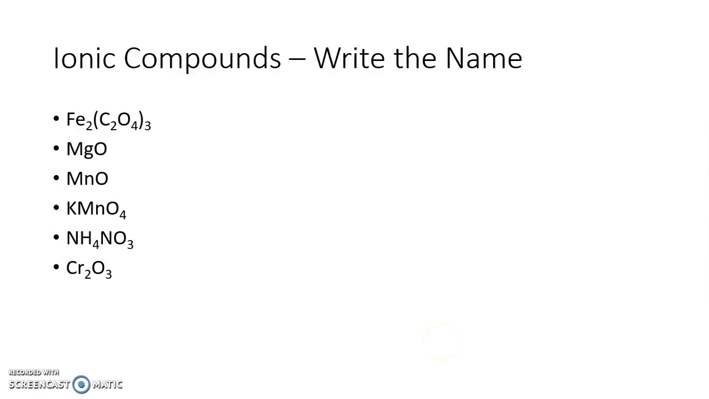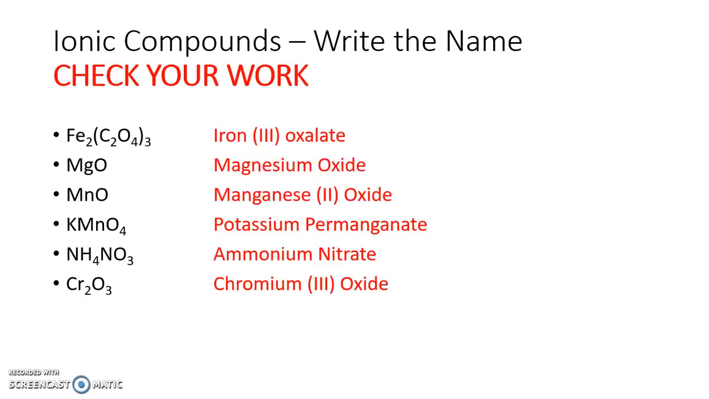Okay, so this is some practice for you with writing the names of these ionic compounds. You will need to refer to your polyatomic chart if you don't know the names of them. So I would recommend you pause right now and try and figure out these names. Okay, so hit pause and do it. Now you can check your work. So here are the answers. Hopefully you got them right. If there's one that you didn't understand or you don't know why it is what it is, please make a mark next to it so we can go over it in class.